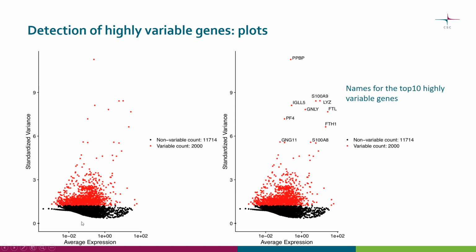So now the plots look different. Again, on the x-axis here, we have the average expression. Again, each dot is a gene. And on the y-axis, now we have the standardized variance. You can see that we no longer have the strong mean variance relationship like we had. So we don't have points here, but this line is more or less flat. And now the Seurat tool has colored those 2000 genes which have the highest variance. They have been colored red. In this plot, it's exactly the same, except that the 10 genes that are most highly variable have also been named.